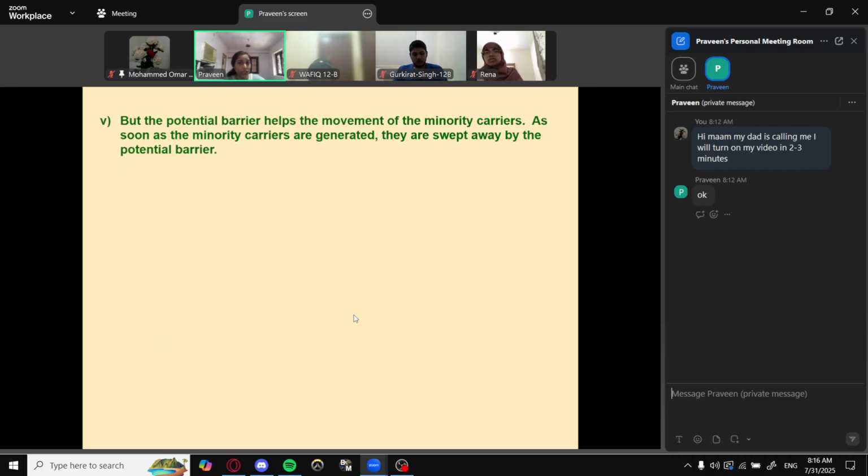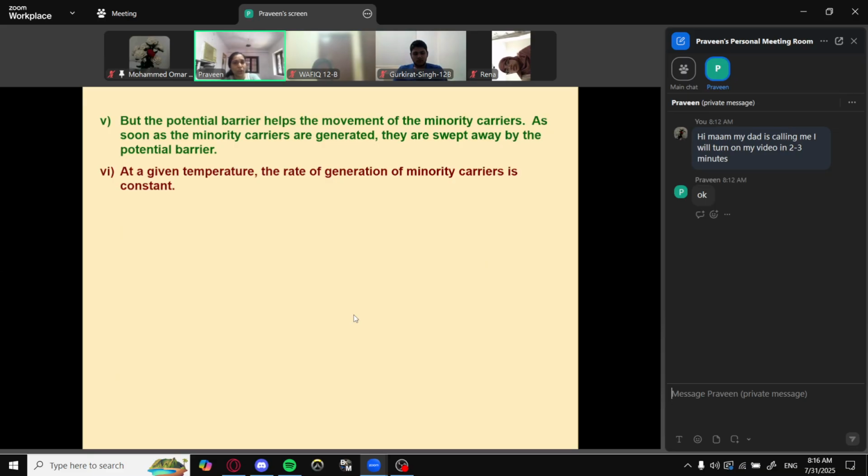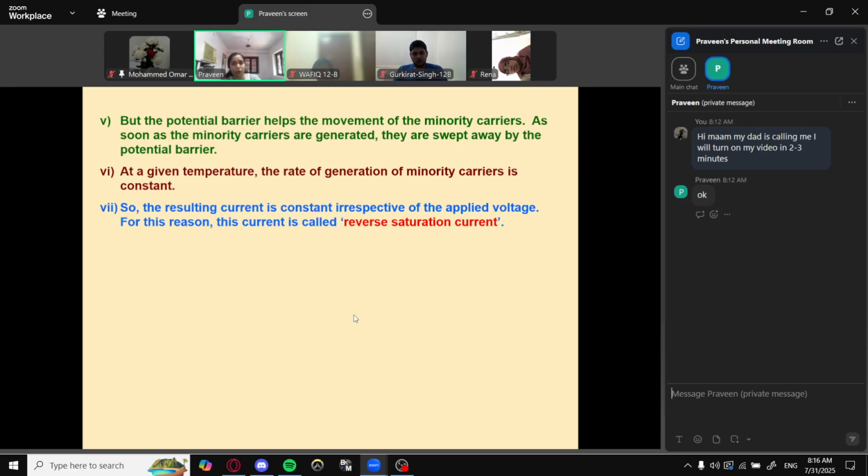But the potential barrier will be helping the movement of minority charge carriers. As soon as the minority charge carriers are generated, they are all swept across by the potential barrier. At a given temperature, the rate of generation of these minority charge carriers is constant. So the resulting current is constant irrespective of the applied voltage. We call it the reverse saturation current.